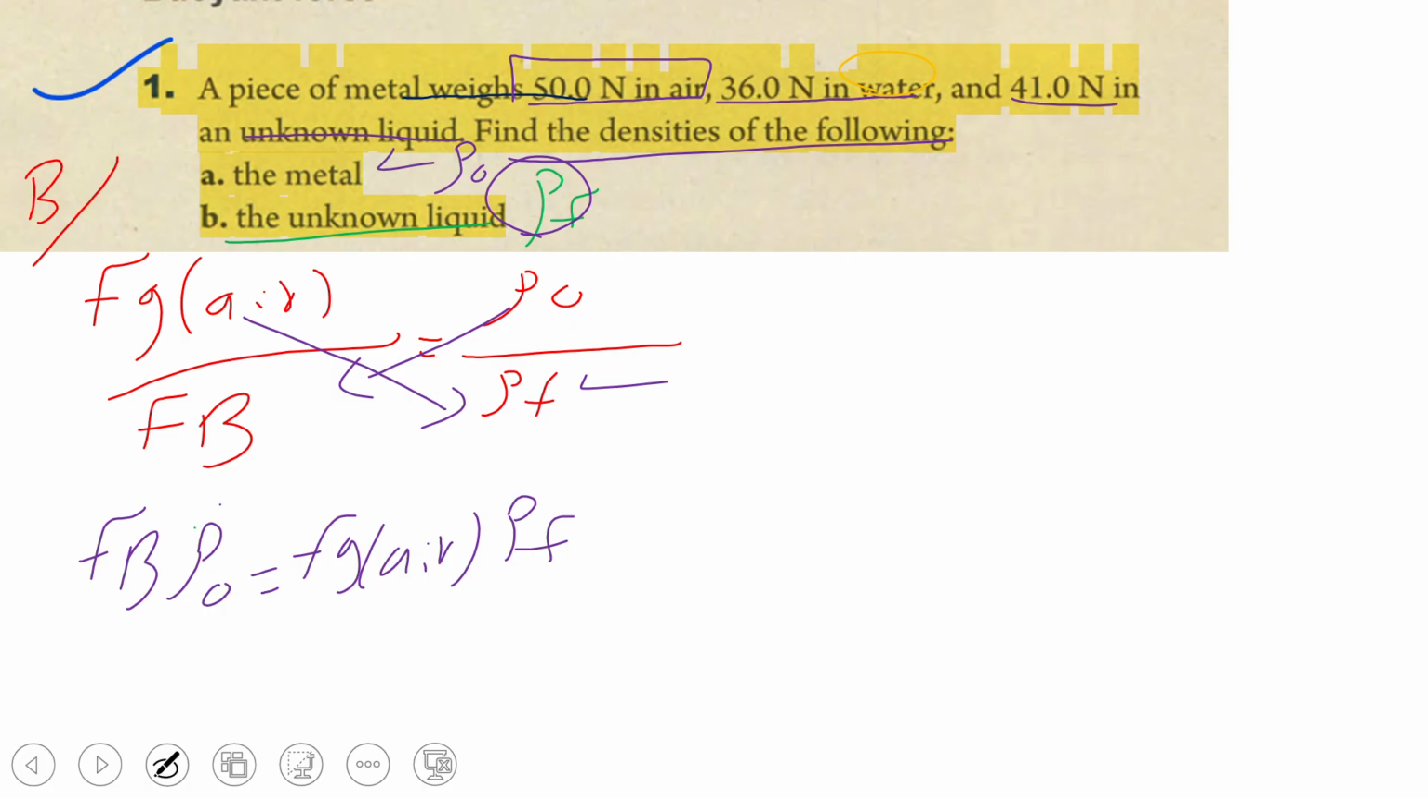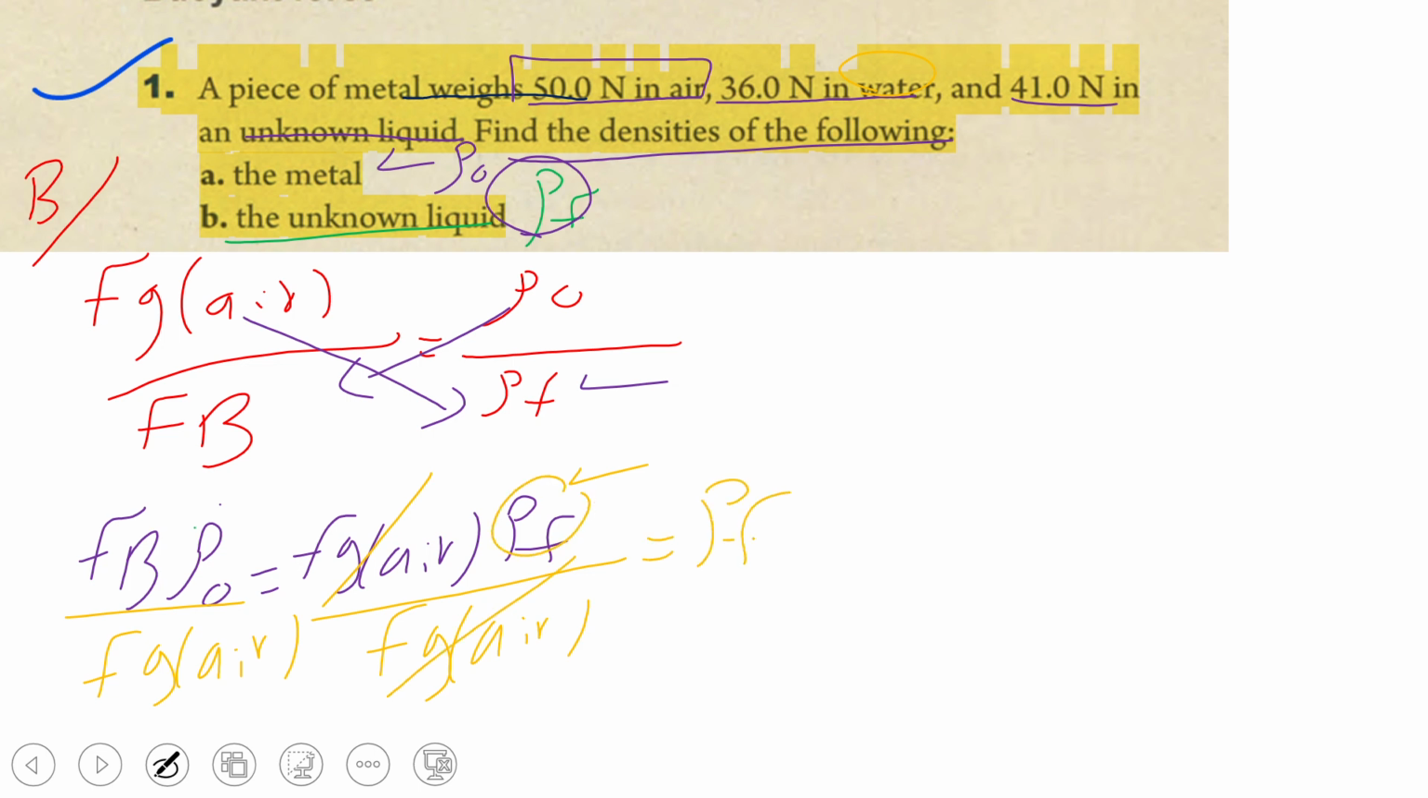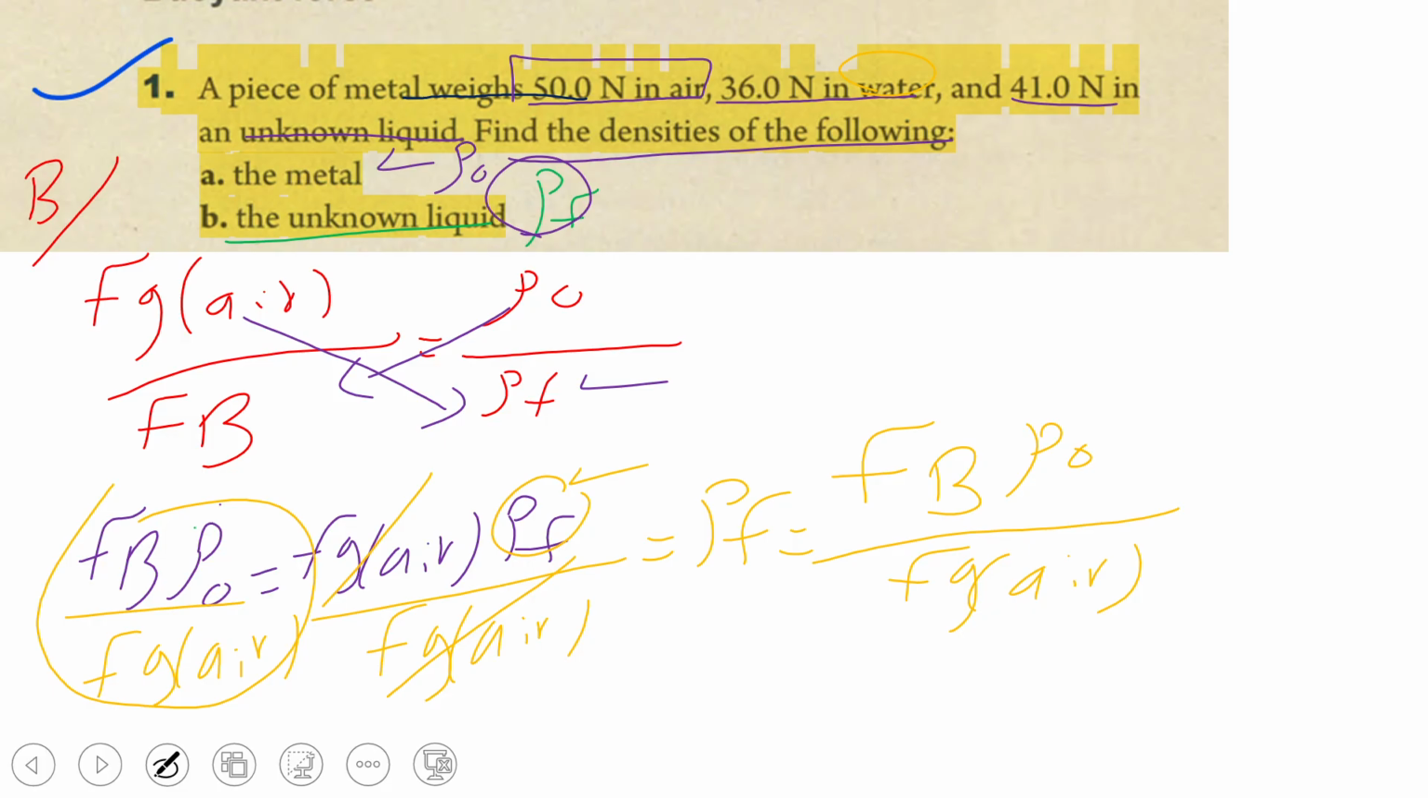So we want to find the density of the unknown liquid. It means rho F. So how can we find rho F? Divide both sides by Fg air. The Fg air, Fg air is going to be cancelled. So rho F equals what? Equal to this equation: Fb times density object over Fg in air. Okay.